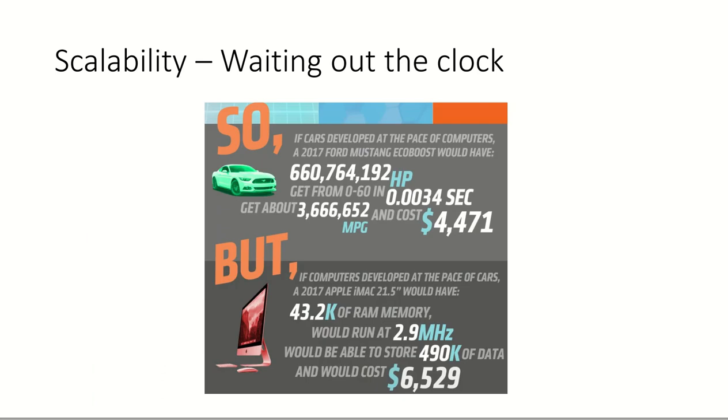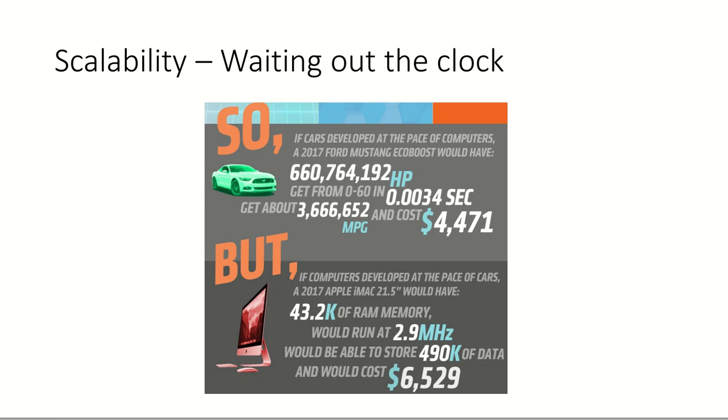So what if automobiles had advanced at the pace of computers? Well, that 2017 Ford Mustang would look quite a bit different. First of all, it would be packing a little over 660 million horsepower under the hood. That would get you up to cruising speed in a few 10,000ths of a second.